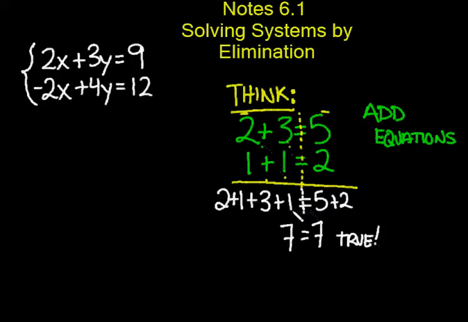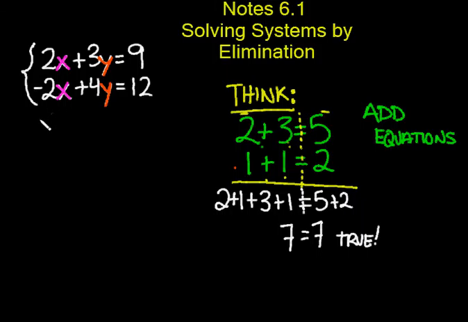Usually you don't want to do this because it doesn't help at all. But in the case of systems, it's super handy. Because the whole problem with systems is we have two variables, x's and also y's, and you can't solve an equation that's got two variables. We need just one variable to solve the equation. So we're going to use this trick of adding equations to make our lives easier and solve the system.